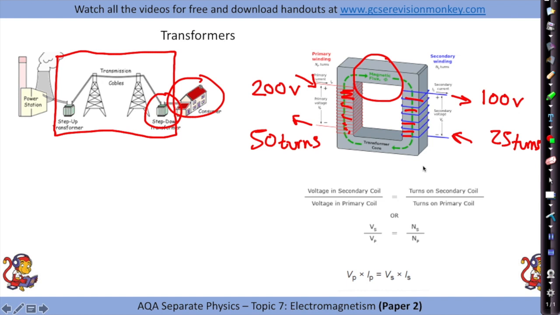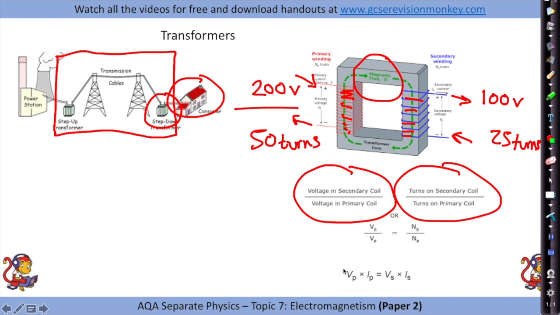So the ratio of the voltages to each other is the same as the ratio of the number of turns to each other. So 200 over 100 is the same as 50 over 25. So voltage in the secondary coil over voltage in the primary is the same as the number of turns in the secondary over the number of turns in the primary, shortened into Vs for secondary, Vp for primary.